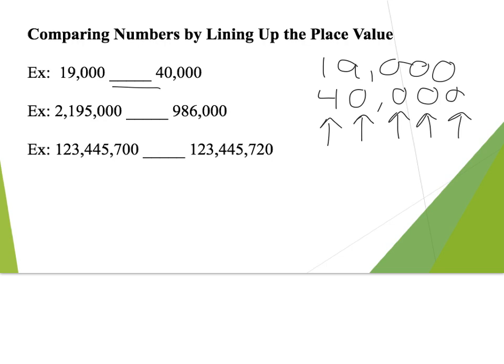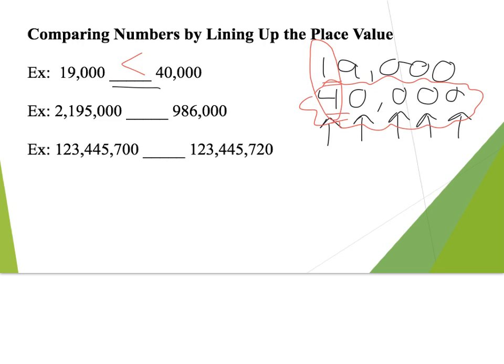Starting with the largest place value, compare the two numbers. Here we have a 1 in the 10,000s place in 19,000, and we have a 4 in the 10,000s place in 40,000. Of the two, the 4 is larger, so this entire number is larger than 19,000. So you would use the inequality symbol. That means that 40,000 is bigger than 19,000, and your answer is 19,000 is less than 40,000.